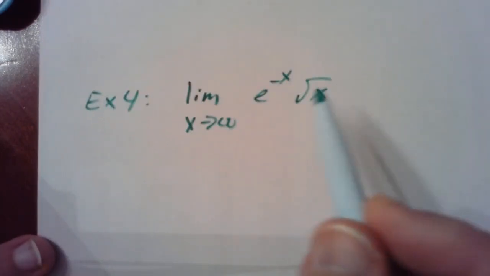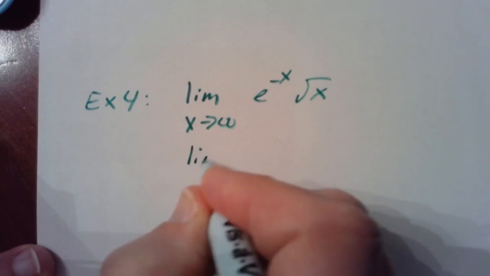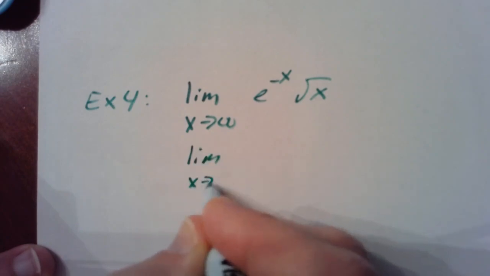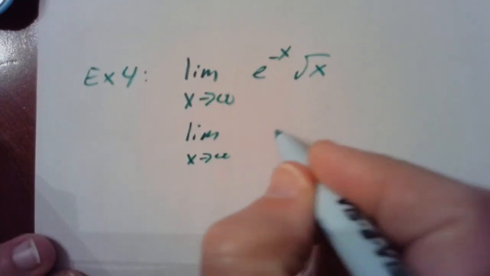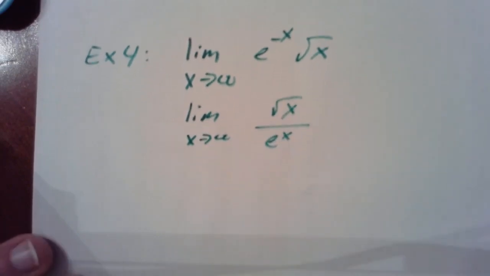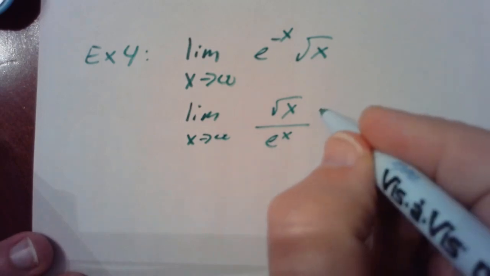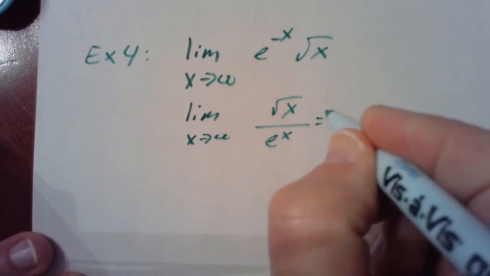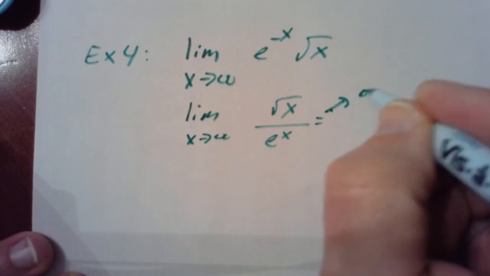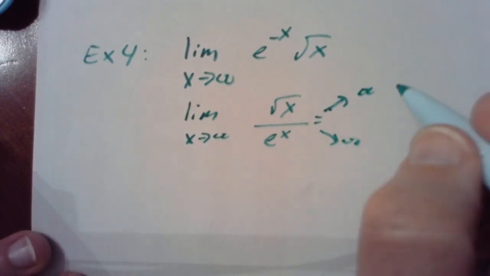Alright, example 2. So in this situation, we do not have a fraction, so you'd have to do a rewrite. So now if I evaluate as my limit goes to positive infinity, my numerator would go to infinity and my denominator would go to infinity, which is L'Hopital's rule.